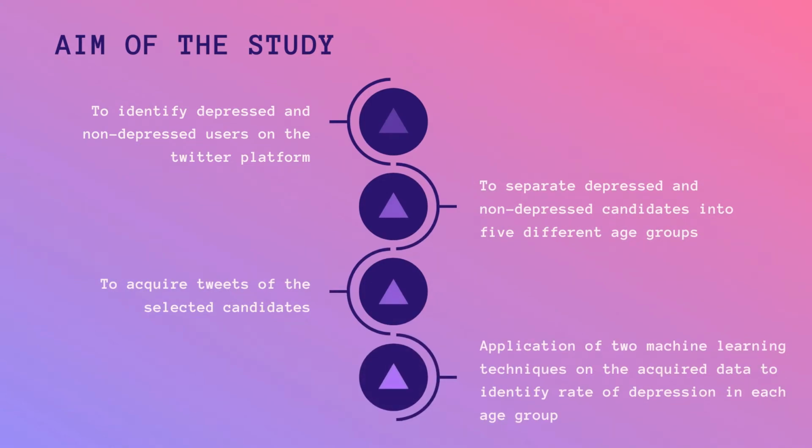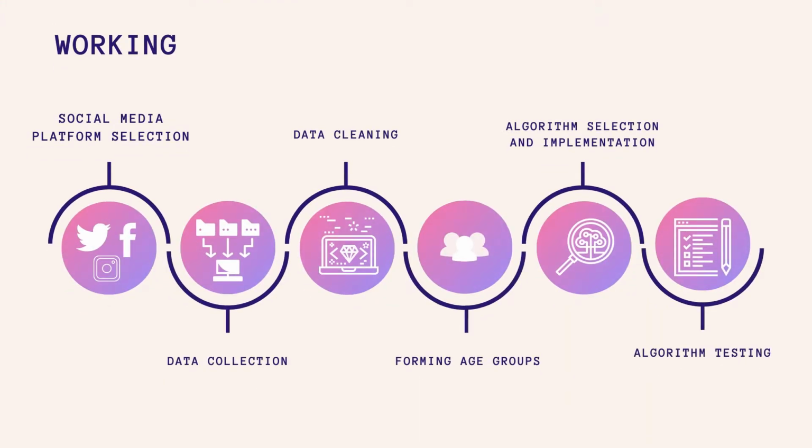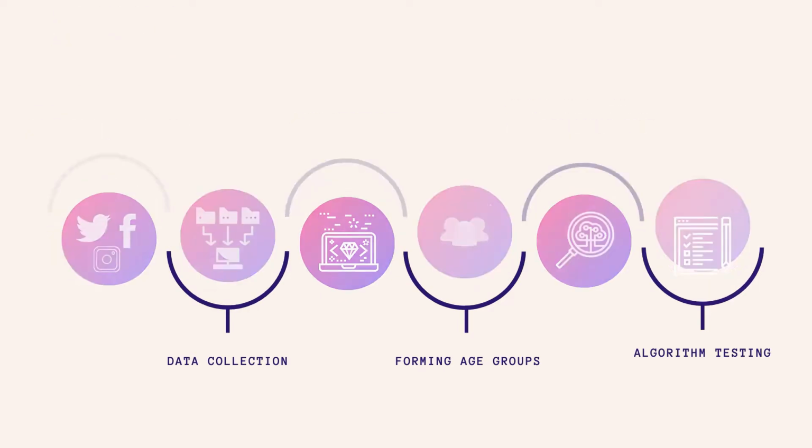Aim of our study: to identify a depressed and non-depressed user on the Twitter platform, to separate selected candidates into 5 different age groups, to acquire tweets of the selected candidates, and to apply 2 machine learning algorithms on the acquired data to identify the rate of depression in each age group. Working of the project. Following are the steps which were conducted: social media platform selection, data collection, data cleaning, forming age groups, algorithm selection and implementation, algorithm testing.